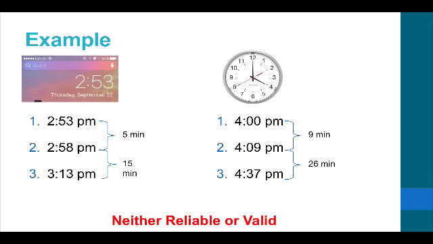And we know this because the time that passes is not consistent with what your smartphone says. Your smartphone will say that 5 minutes have passed, but the clock on the wall is saying 9 minutes have passed. When your smartphone says 15 minutes have passed, the clock on the wall is saying 26 minutes have passed. So it's in no way reliable. It's not measuring time consistently. And because it's not reliable, we also know that it's not valid. It's not valid because you can't possibly know the time when your clock is not consistently measuring time.